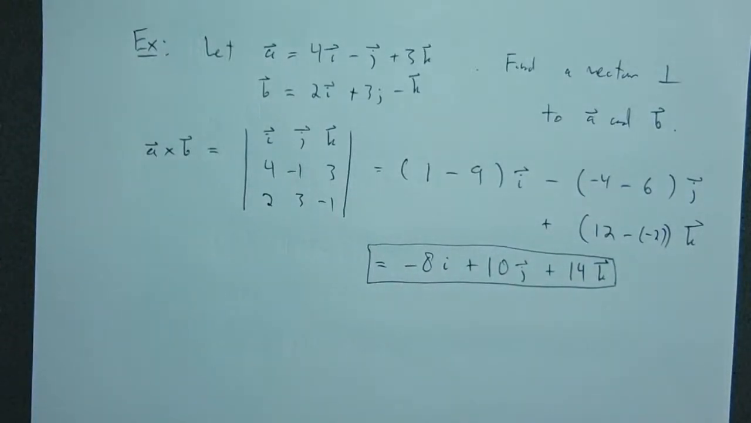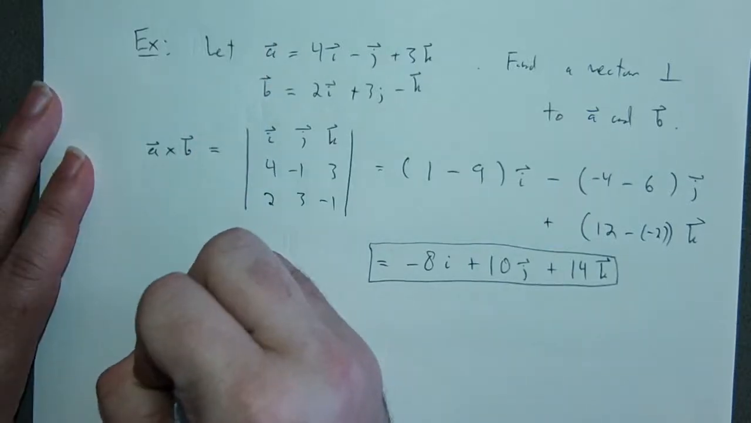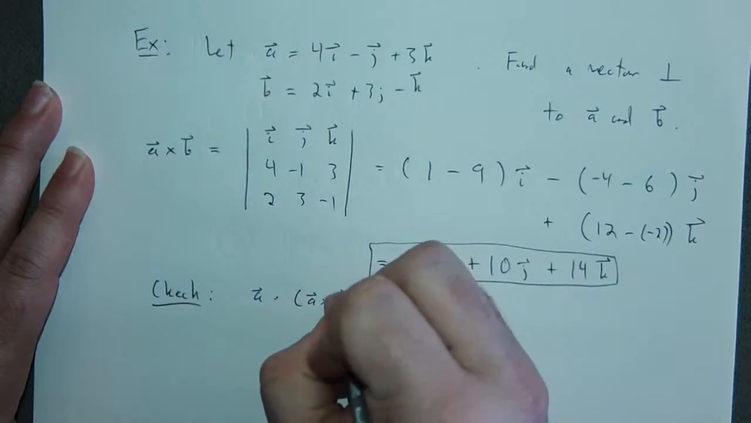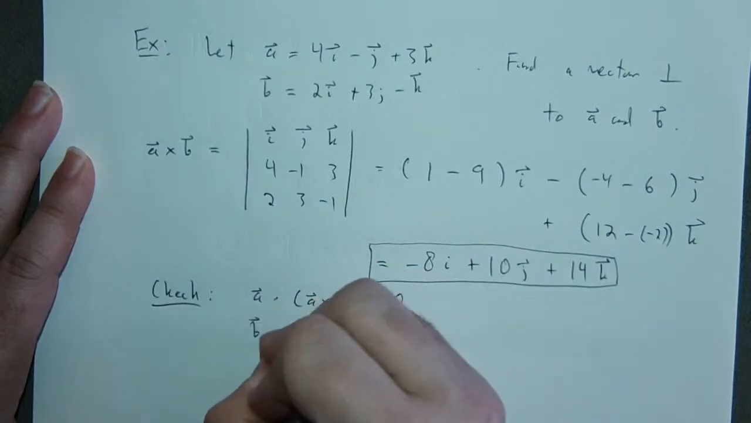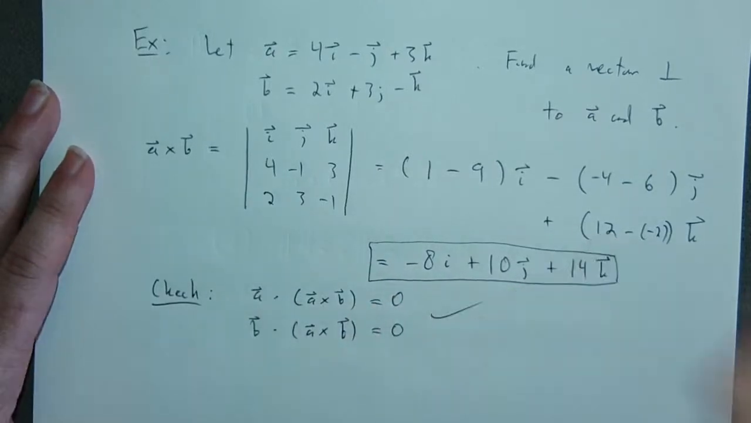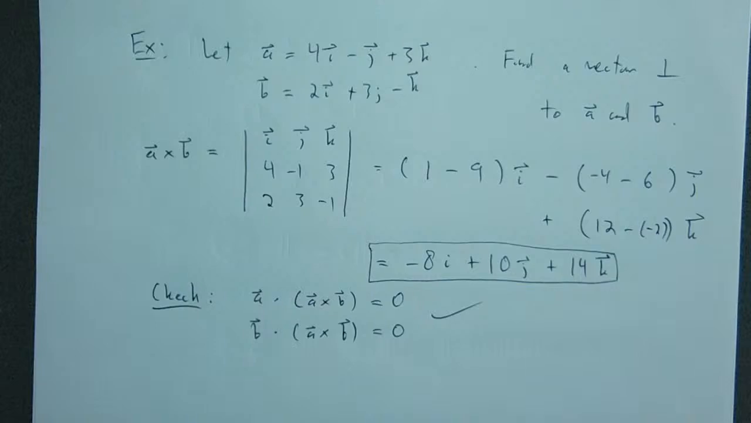All right, and you can actually check by dotting this with either A or B. So check that A dot A cross B is 0, and B dotted with A cross B is 0. And you'll see that, in fact, both of those are true. And so this is perpendicular to both A and B. This is going to be our primary use of the cross product. This is basically our only use of the cross product. Almost every time we use the cross product, it is exactly for this purpose.